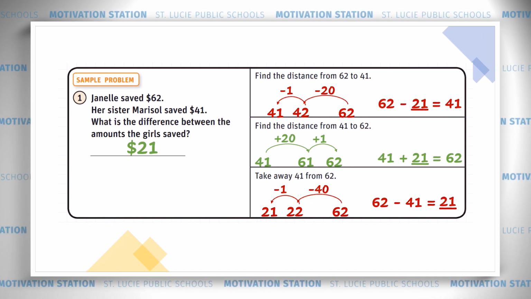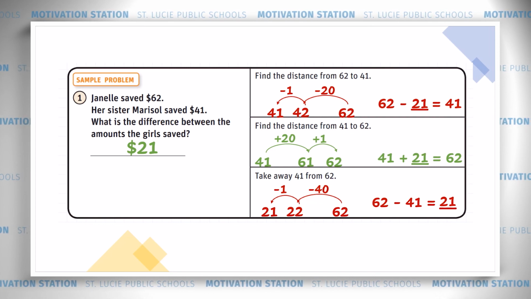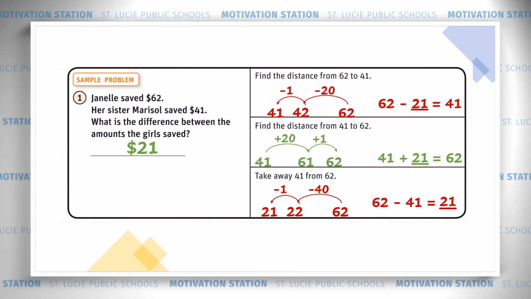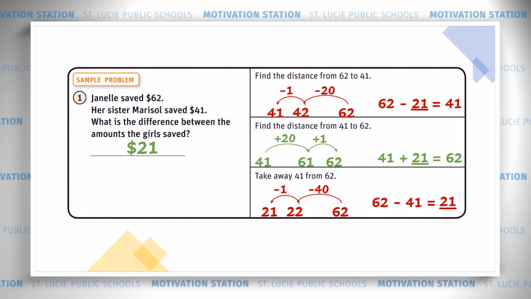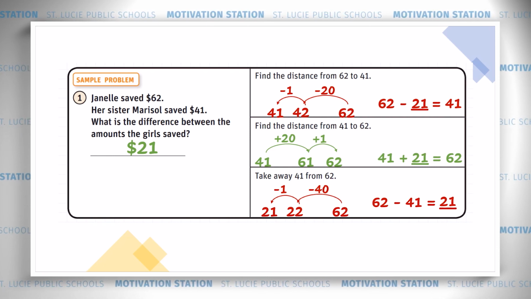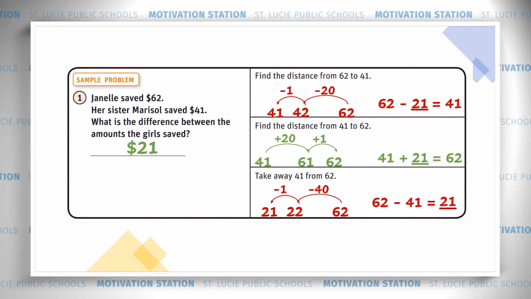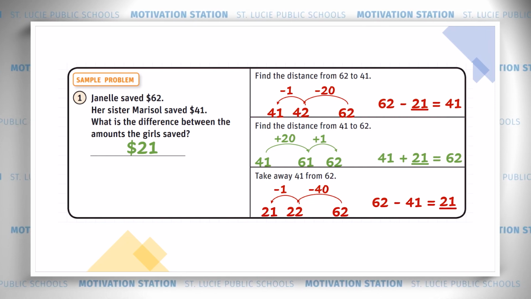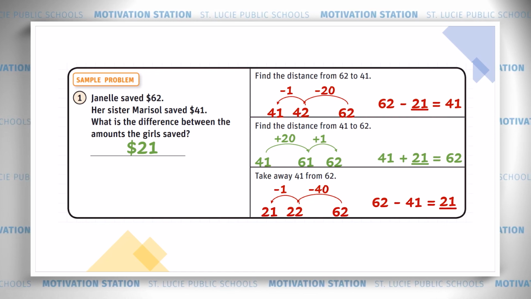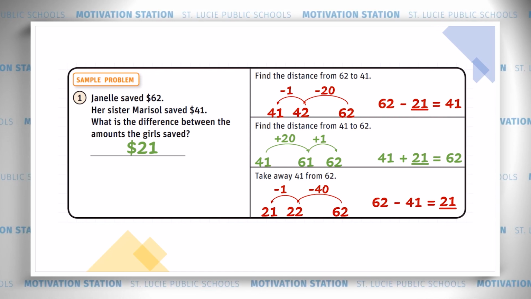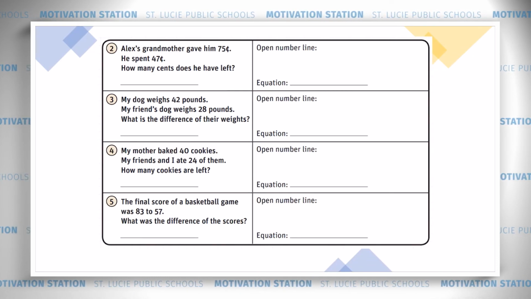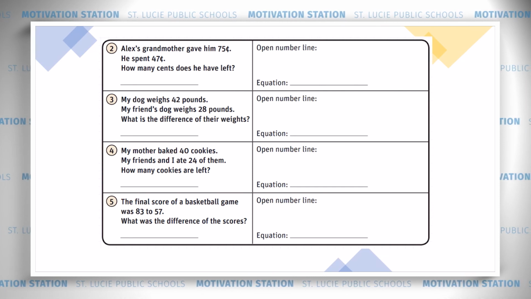Those are the 3 ways we can find the difference between the amounts the girls saved. We could find the distance from 62 to 41 with subtraction. We could find the distance from 41 to 62 with addition, or we could use subtraction to take away 41 from 62. You can use any of these 3 methods to solve the problems below. You choose which way works best for each problem. You will solve problems 2 through 5 on your own.